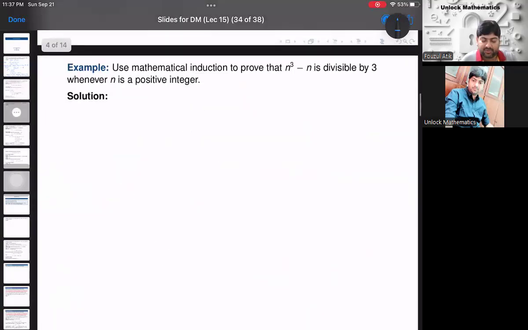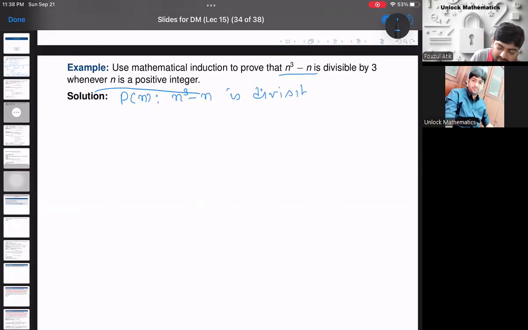I have one more example. Again, it is a little bit different kind: use the principle of mathematical induction to prove that n cube minus n is divisible by 3 when n is a positive integer. Because you have to prove a statement of the form Pn for all positive integers, you can use mathematical induction if it is useful at all. So how to prove that? Assume that Pn is the statement such that n cube minus n is divisible by 3.